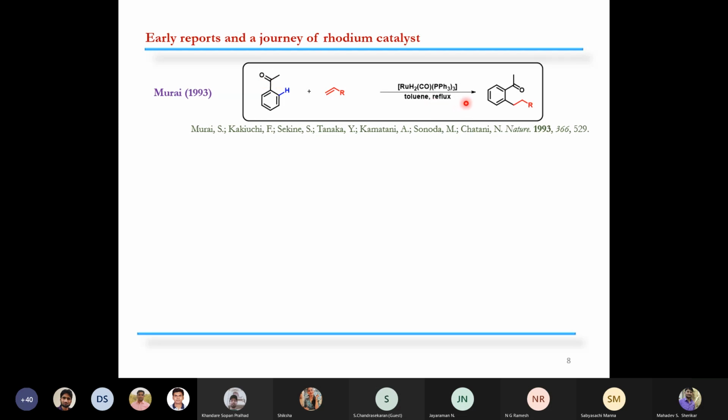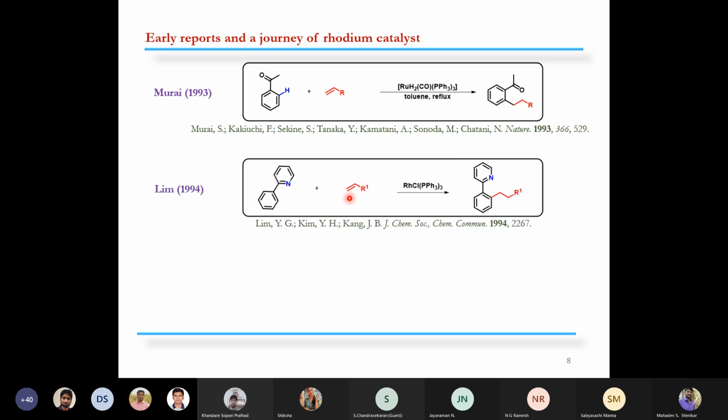In fact, this is the first report on the ruthenium catalyst, and after this report, we can say that the era of CH activation started, because various groups jumped into CH activation reactions, and they started by using ruthenium catalyst. But the journey of rhodium started in 1994, when Lim's group reported the alkylation by using pyridine as a directing group, and they employed a rhodium(I) catalyst. This catalyst, we can say, is the Wilkinson catalyst.